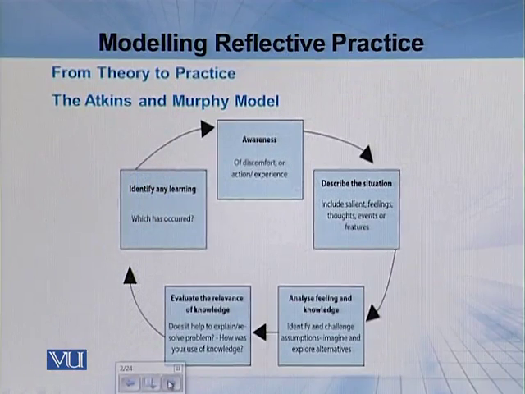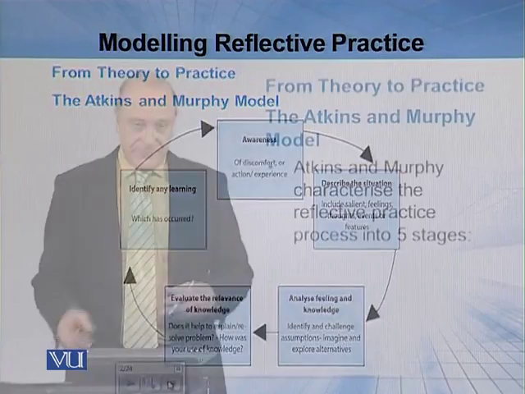It has 5 components: awareness, describing the situation, analyzing the feelings and the knowledge associated with that situation, evaluating the relevance of the knowledge within that situation, and then identifying the learning which comes from that. And we'll look at these in some detail.